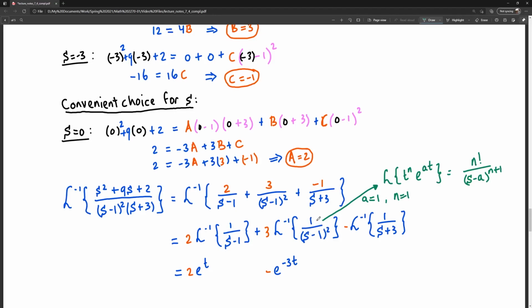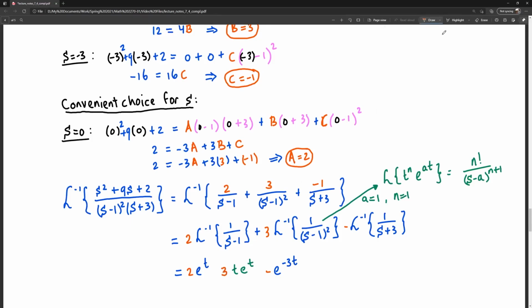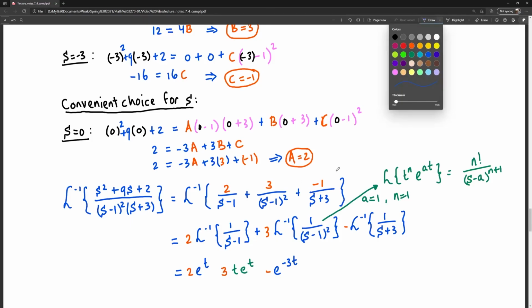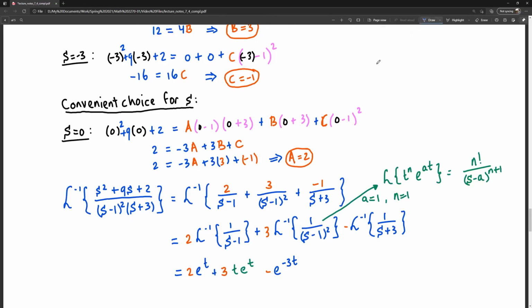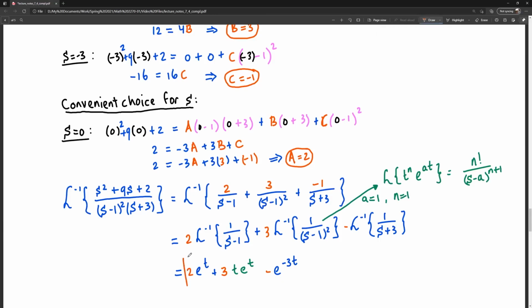So the Laplace inverse of this part right here will give us t to the power n, so that's t to the power 1, and then e to the power at, with a being 1, that's e to the power t. And then the coefficient in front of that is plus 3. And that is our final answer to this inverse Laplace problem.